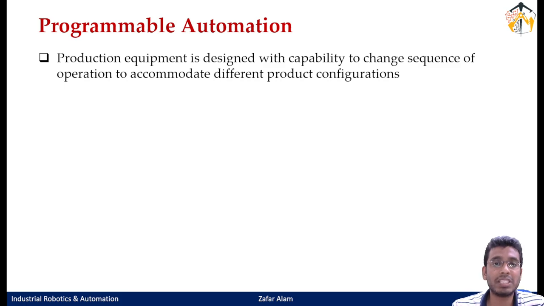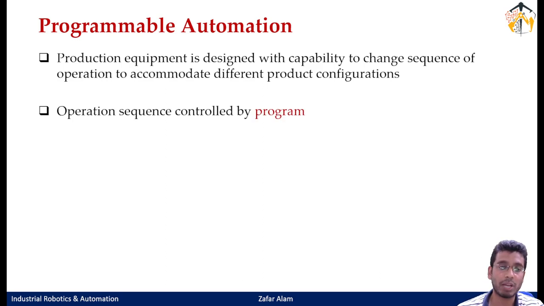portion. Or if it was picking up, or following a trajectory from A to B for manufacturing of a second product, it can easily go from A to C or D, depending upon how easily you can reprogram the route to suit the manufacturing of product B or C or D. So these production equipments are designed with the capability to change the sequence of operation and to accommodate different product configurations. Basically these are suitable for your batch manufacturing, where you have batches of product. So there you have your programmable operation.